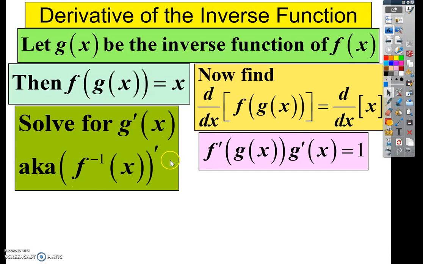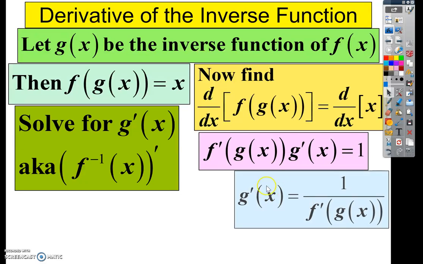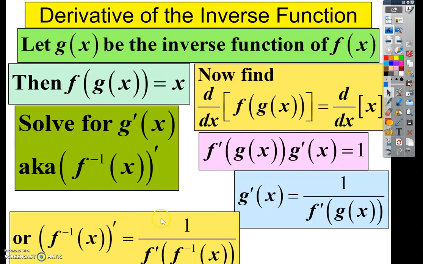Notice we have to kind of be funky about how we write that because of this -1 here. It gets in the way a little bit. But let's go ahead and solve for g prime, which is pretty straightforward, just dividing by this. And so, in other words, f inverse prime of x is equal to 1 over f prime of f inverse of x.